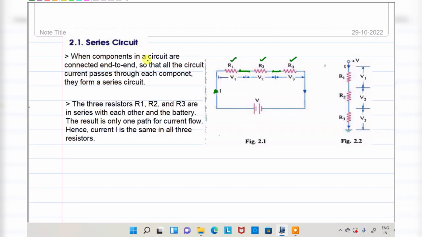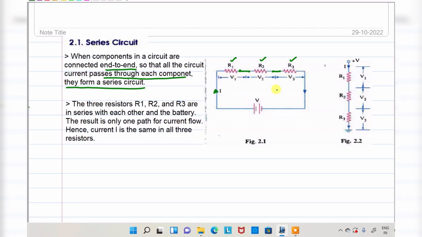See here, when components of a circuit are connected end to end, so that the circuit current passes through each component, they form a series circuit. Whenever you connect like that, the current flowing through all the resistors is the same, and it is called a series circuit. So the first condition in a series circuit is that the current is the same for all the components, and only then is it called a series circuit.